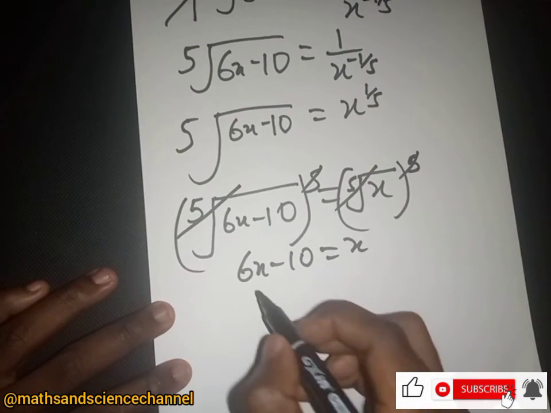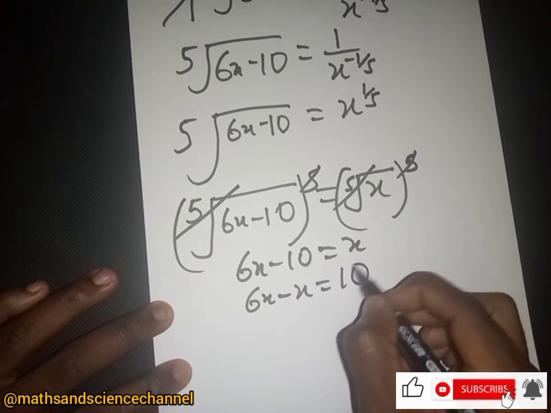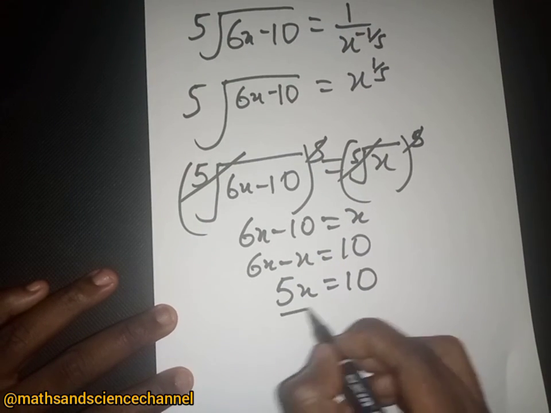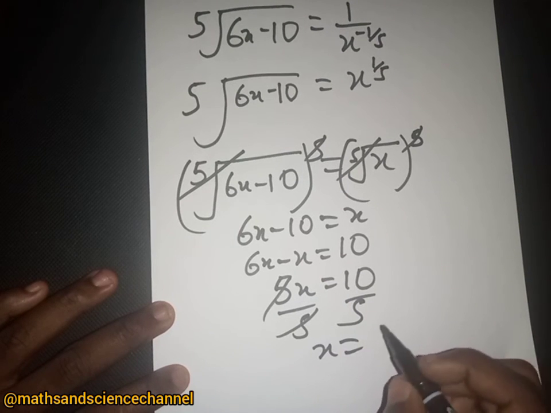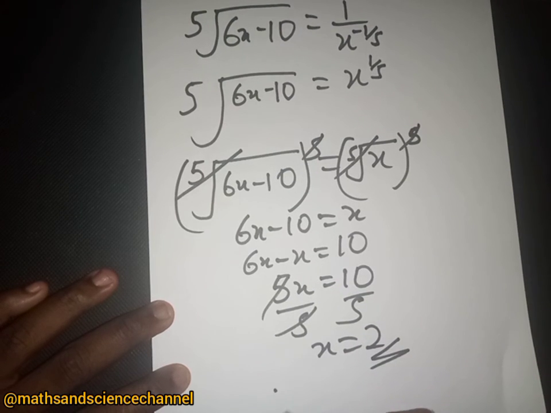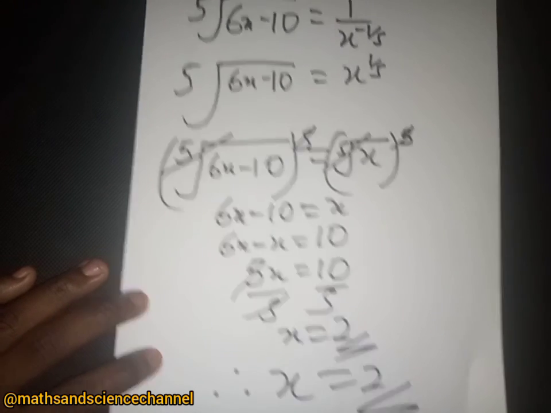x. We'll group like terms. So we have 6x minus x. We send this to the other side, and we are left with 5x equal to 10. We divide both sides by 5, and therefore x would be equal to 2. So therefore we can conclude that x is equal to 2, right?